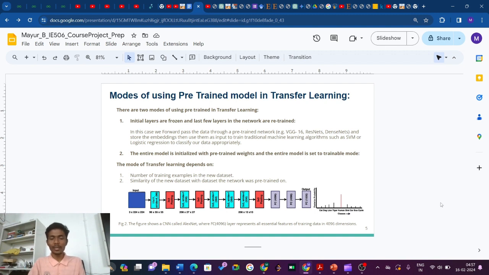In the second mode, the entire model is initialized with pre-trained weights, and the entire model is set to trainable mode. Basically, we again remove the output layer, and unlike mode 1, we now pass our data through all the layers, because of which the initial weights of the features will now get readjusted in all the layers, and we will get a new model. Now, depending on the amount of training data that we have, and the similarity of our training data with the data that was used to pre-train the model, we will decide whether we should choose mode 1 or mode 2.